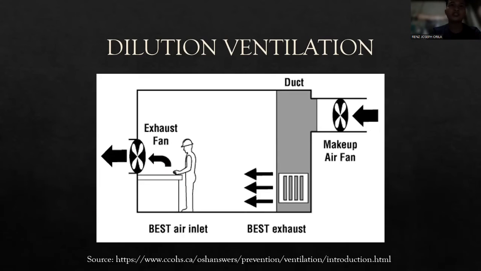Here's a detailed representation of dilution ventilation. Dilution ventilation requires an open window for the provision of fresh outside air, an air duct or pipe, and an exhaust system. And dilution ventilation requires an exhaust fan for the removal of contaminated air and for cooling purposes.